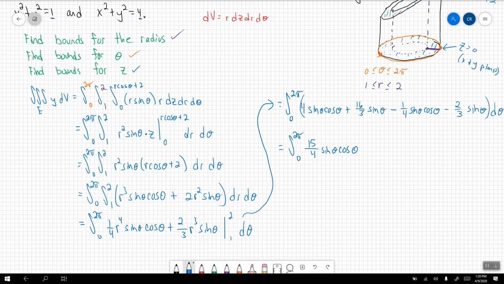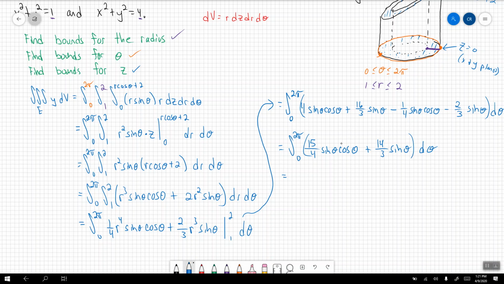The next one's going to be 16/3 theta minus 2/3 theta, so that's going to be 14/3 theta, plus 14/3 sine theta. There we are, and that's d theta. So all we need to do is evaluate this, and then we'd be done. So let's see if we can evaluate this.